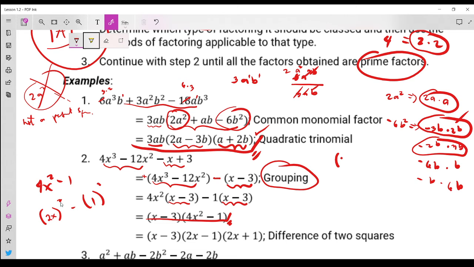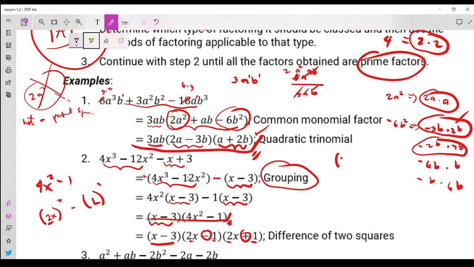So you have here, just copy x minus 3. You have your x minus 3, and then the difference of two squares. How are we going to factor? Just get the base and then alternate the sign. So you have 2x and 1, 2x and 1, and then plus, minus, and plus. Or it can also be plus and minus.